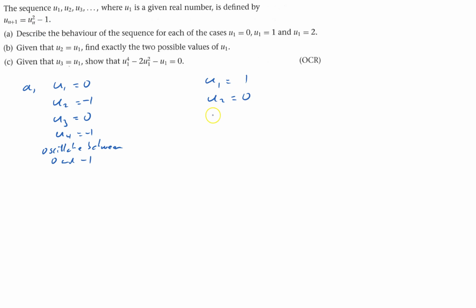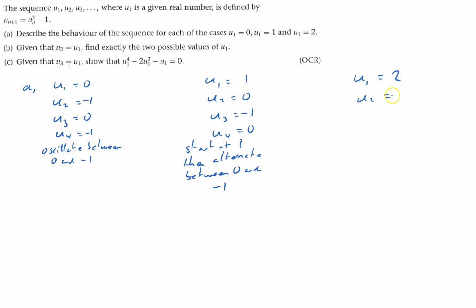And this first part, u1 equals 1, u2 equals 1 squared is 1, take away 1 is nothing. And now we know what this is going to be. u3 is going to be -1, and u4 is obviously going to be 0. And this will start at 1, then alternate between 0 and -1.